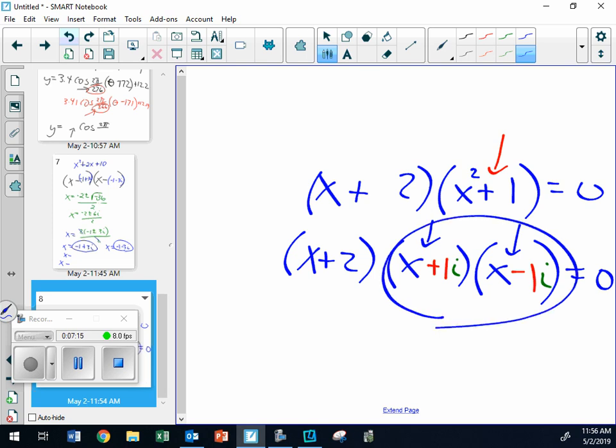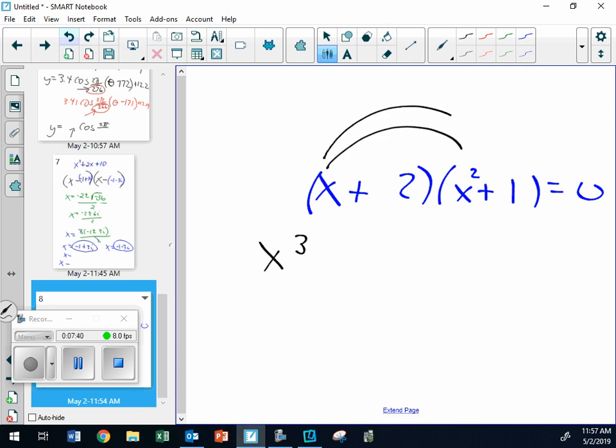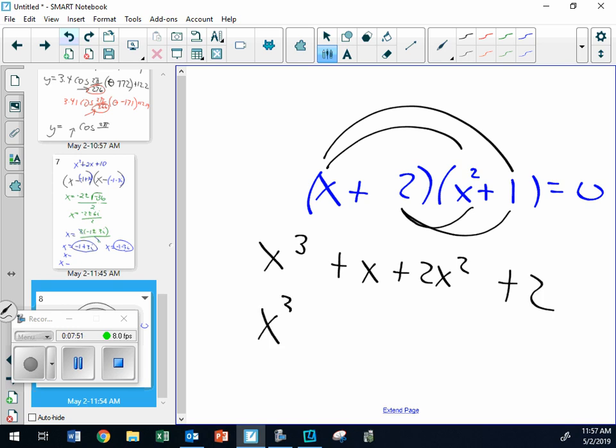If i is a root, then x minus i is a factor, and then if x minus i is a factor, x plus i has to also be a factor, and boom, you got almost all of it factored. All right, so then imagine for a moment we gave you this. I'm going to multiply this out. x to the third, that's this times this, and this times this is plus an x. This times this is plus a 2x squared, and this times this is plus a 2. And I'm just going to rearrange it how we'd probably say it: x to the third plus 2x squared plus x plus 2.